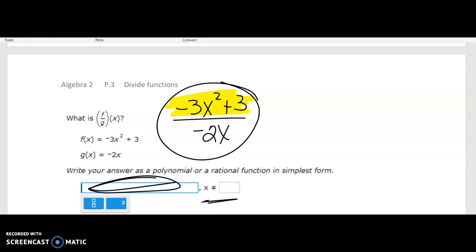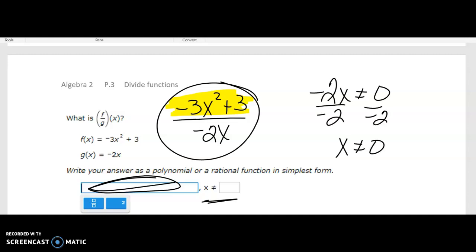But then we have to figure out the domain because we have x on bottom. So we take the bottom, we say cannot equal 0, we divide by the negative 2, and if 0 is on top, then 0 is what you got. So see this x equals right here? You're going to put a 0 in there. You cannot put 0 in the problem because you would not get an answer.